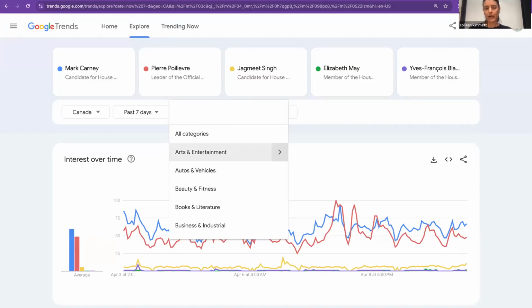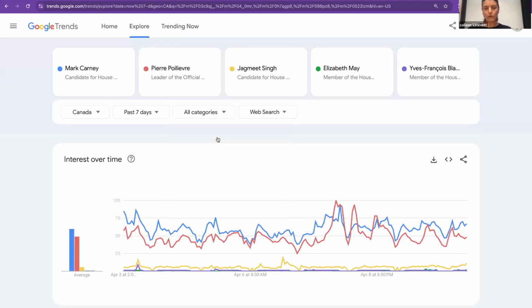All categories will take you to a specific category. This is useful if you are looking at a search term or topic that has a double meaning. So, apple, for example, or jaguar could be a car or could be the cat. So let's keep this open to all categories. And then web search, I typically keep this open because it's going to encompass all image searches, shopping searches, YouTube searches, and news searches.